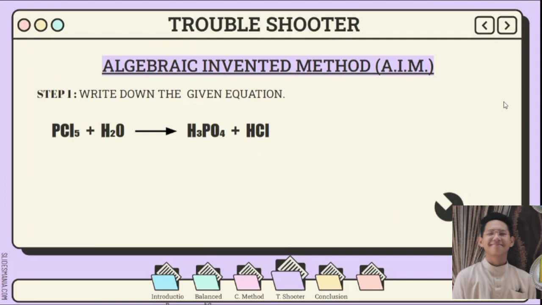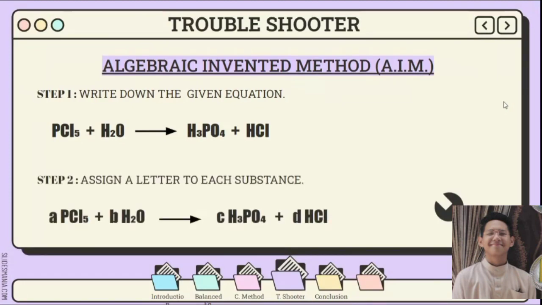These are the steps to use the AIM method. Step 1, write down the given equation. The given equation is phosphorus pentachloride plus H2O becomes phosphoric acid plus hydrochloric acid. Step 2, assign a letter to each substance. You can use any letter in the alphabet. Do not use numbers because it may confuse you when doing this method.